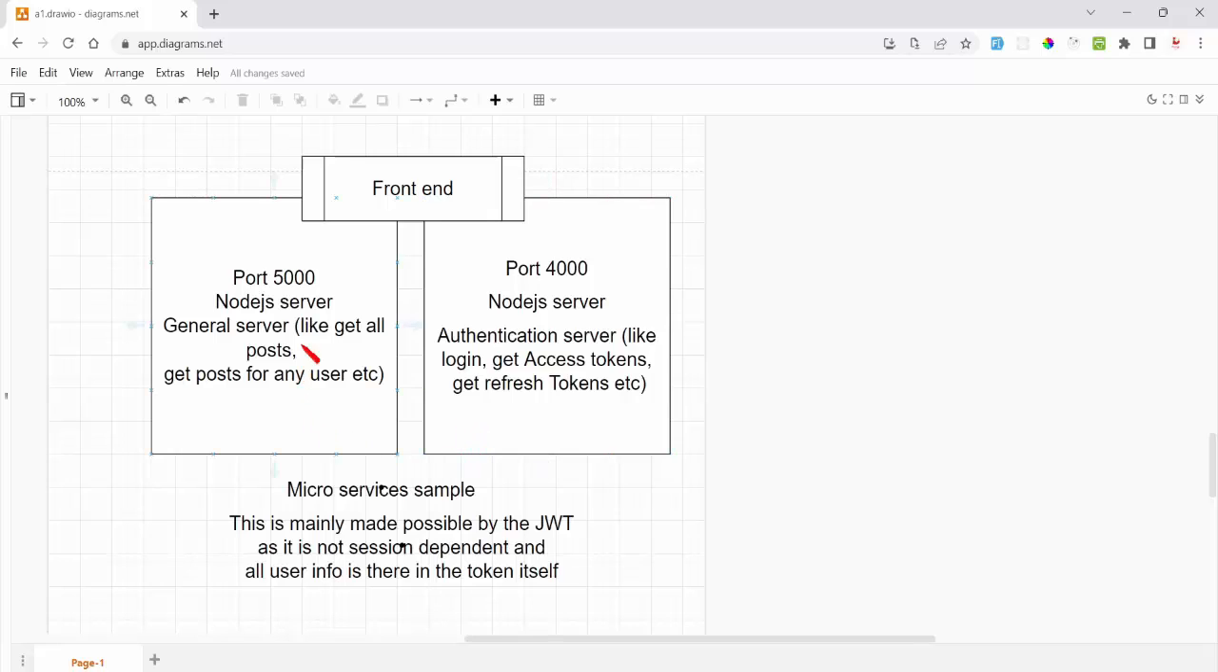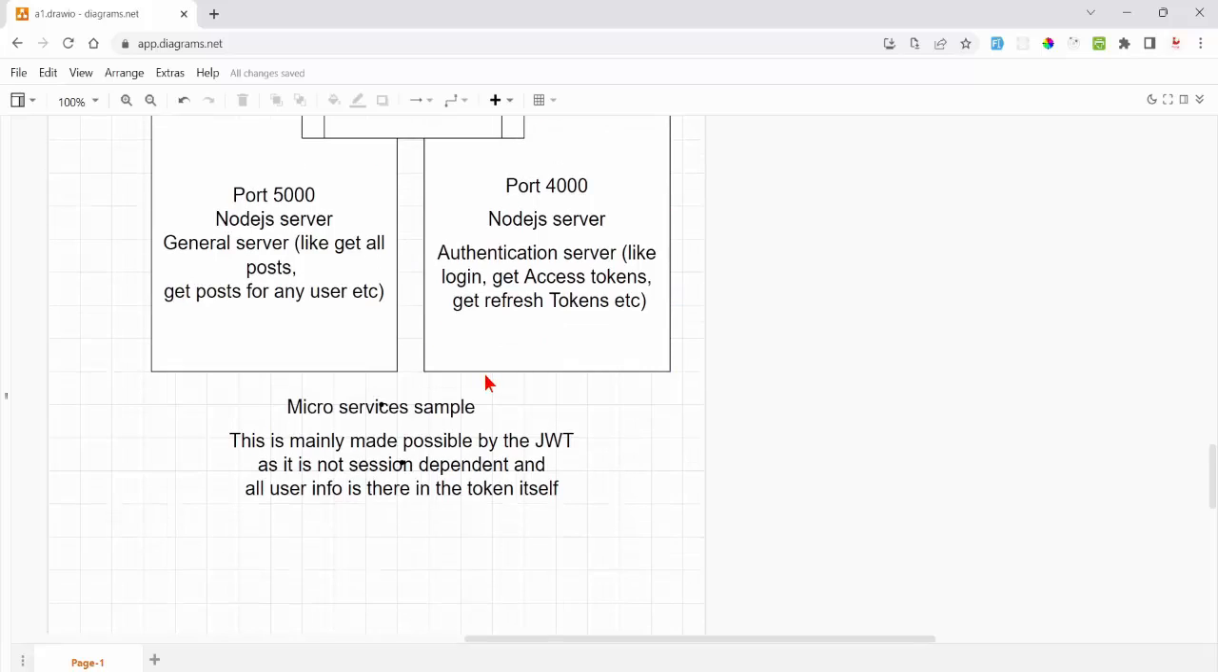So by this microservice, we are totally making two different servers which are loosely coupled. That means both the servers are independent of each other and could be, let's say, managed by a small team here and a small team here. This small team is going to focus on general actions, whereas this small team is going to work on authentications only. And the front end can connect both to these servers, and front end is common for both these servers.